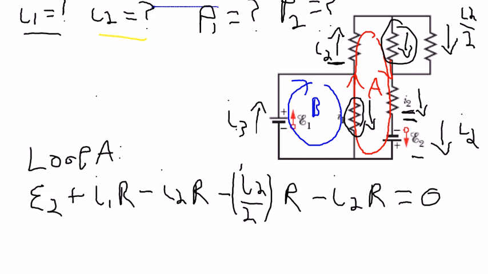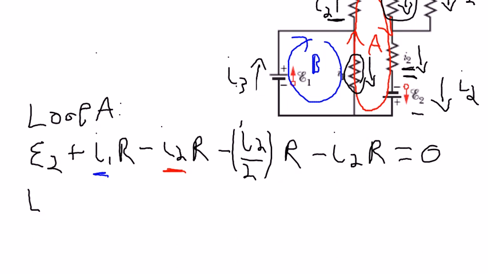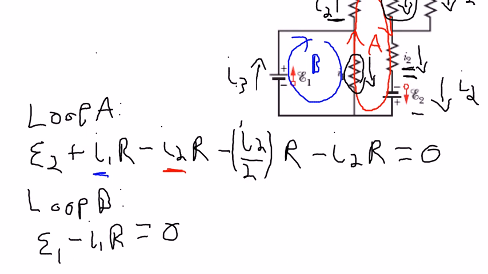From our first loop we are unable to solve for any of our variables just yet, because we do not know what I1 is and we do not know what I2 is. So we're really going to start with loop B instead. Many of you might have gone with loop B initially, but I did not. For loop B it's much simpler: all you have is EMF1 minus I1R, and that's it. A nice simple loop, so you can easily solve for I1 here, and then plug it back in to solve for I2.